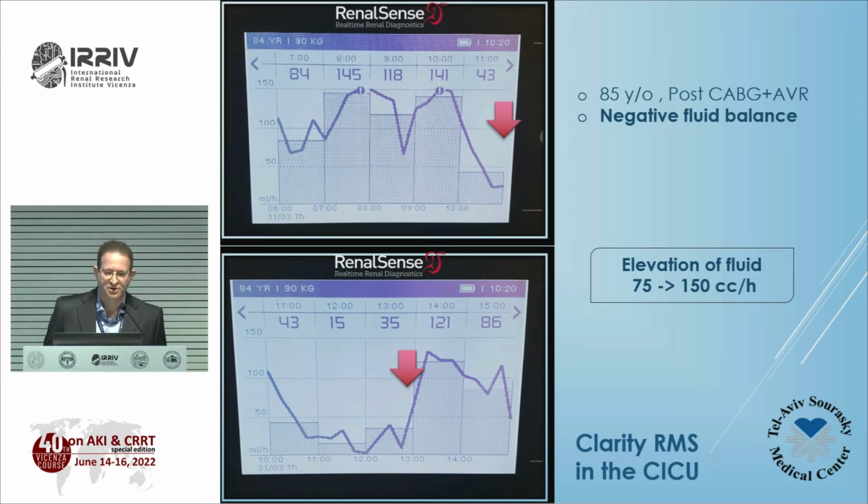A different patient following CABG operation, we can see that initially he demonstrated normal urine output, but then we see some decrease in the urine output. This correlated with the presence of a negative fluid balance. So we elevated the amount of fluid given, and we can see a nice increase in the urinary output again.